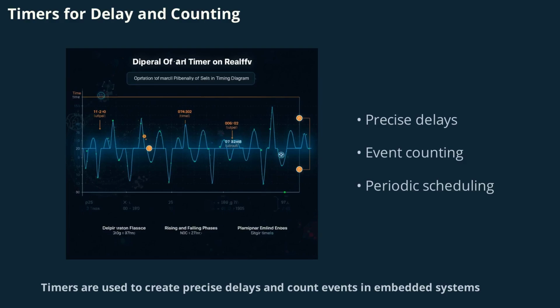Timers are used to create precise delays and count events in embedded systems. They are essential for tasks like generating timeouts, measuring intervals, and scheduling periodic actions. Understanding how to configure and use timers is key to building reliable and responsive applications.